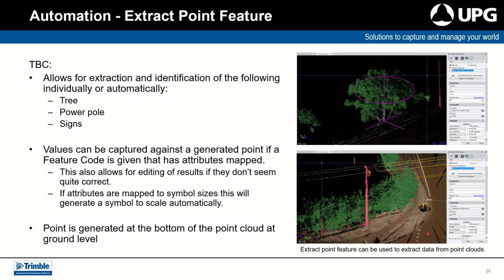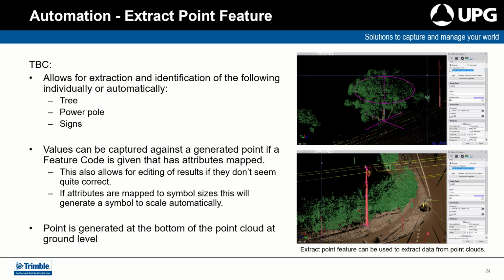The other tool that TBC has is the automated extract tools. There are two main ones, two categories of tools, and within there are a couple of different options. For the point extraction, it allows for extraction of trees, power poles, and signs. And in each case, from the point data, the information can be extracted to identify, say, a tree.